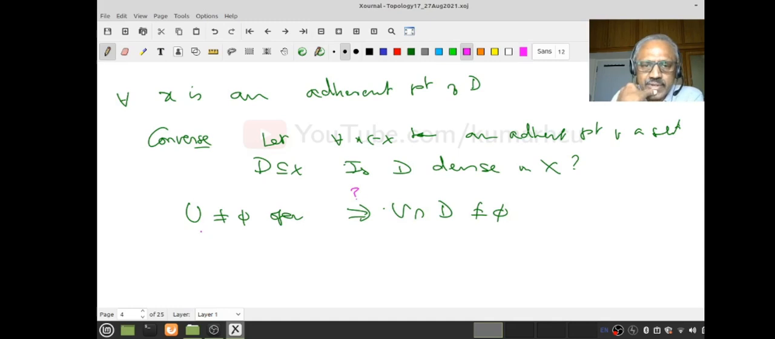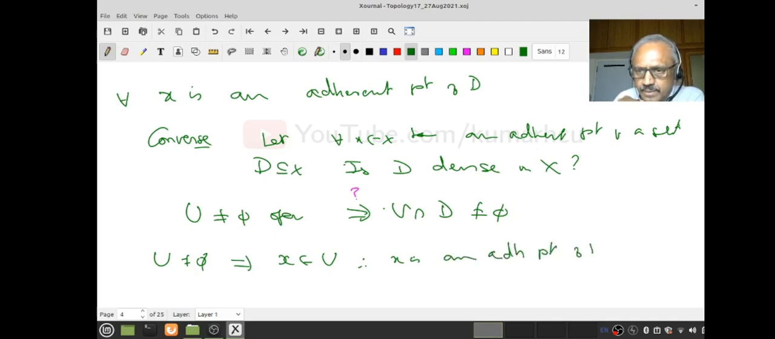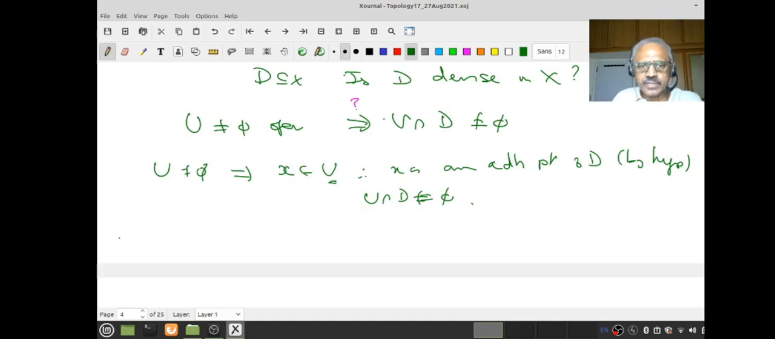Since U is non-empty, there exists X in U. Now X is an arbitrary element of capital X, and I know it's an adherent point of D. That's our hypothesis. Therefore, X is an adherent point of D by hypothesis, and U is an open neighborhood of X. Therefore, U intersection D is not empty. I wanted to show U intersection D is non-empty, and I have shown that.